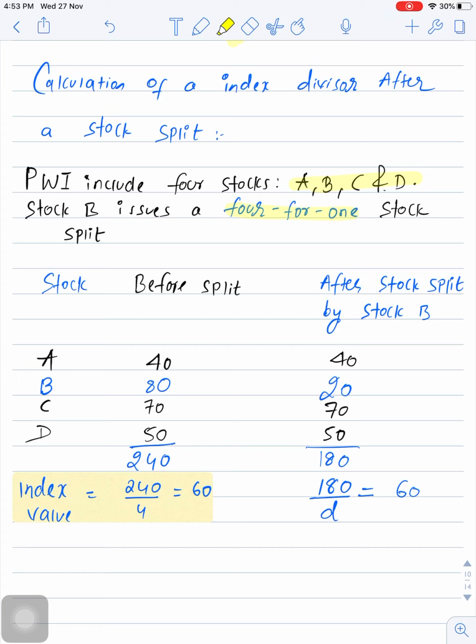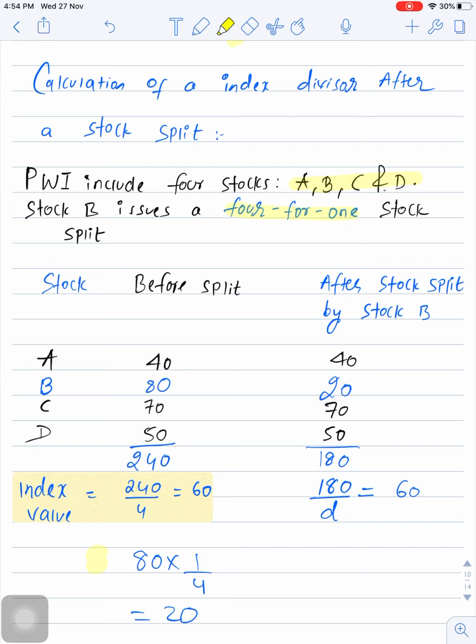Now let's first calculate what will be the share price of stock B after split, and this we have learned in our stock split video. To calculate price of stock B after split, we need to take price of stock B before split into stock split ratio, and this will give you the answer of 20. So price after split for stock B will be 20.